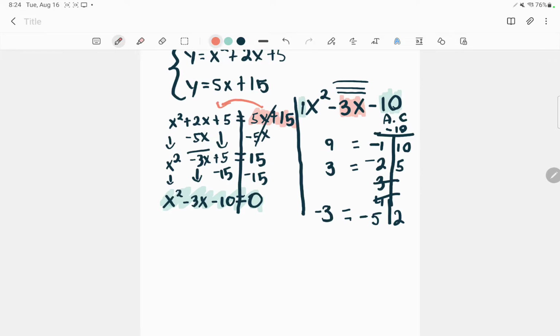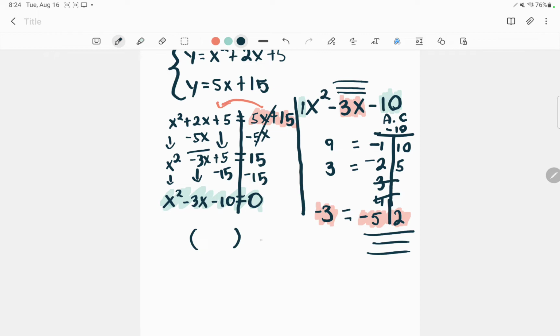So guess what? We just found the two factors that we're going to be using here. Because we found that one, I'm going to go ahead and change this one to that. Change this one to that. Now I know I'm going to be using these factors. So I'm going to start setting up my factors.